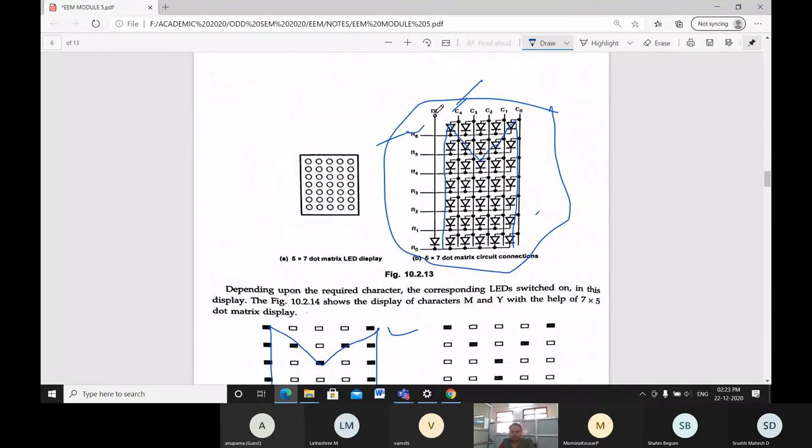This whole circuit is connected with a processor. Here one processor will be there. Here you will be telling it to display A, the command.